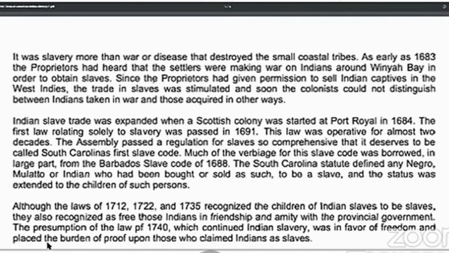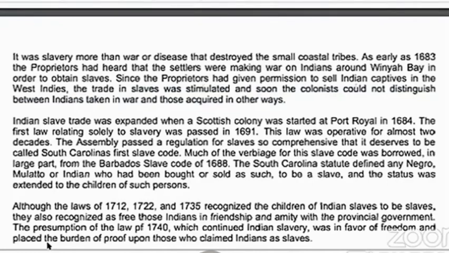Just like the Spanish. They were using the pretext that these were people being captured in war, and they were just raiding villages and grabbing innocent people. So they just basically started doing that in the English colonies as well.